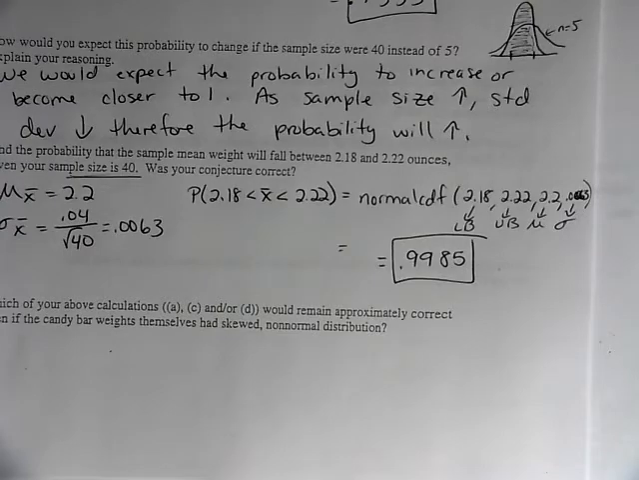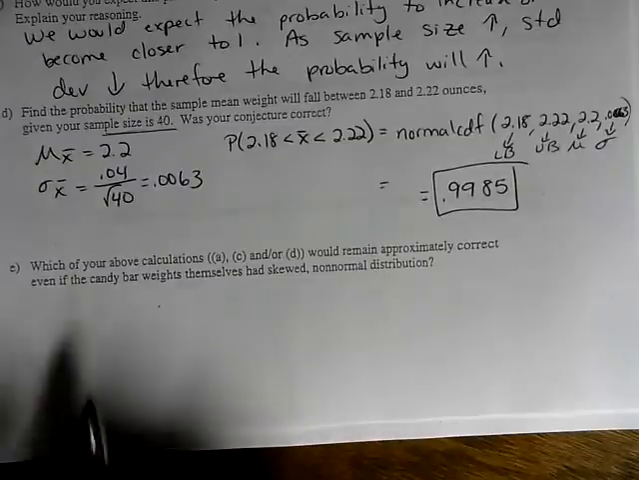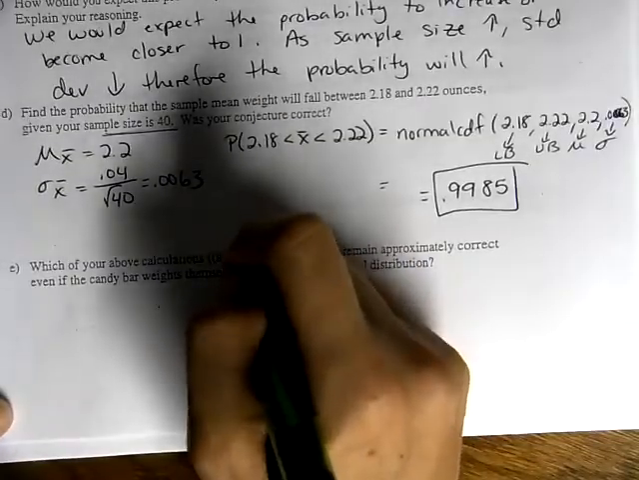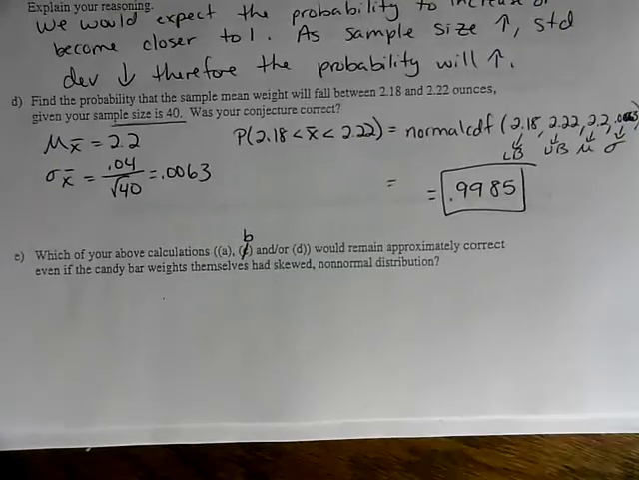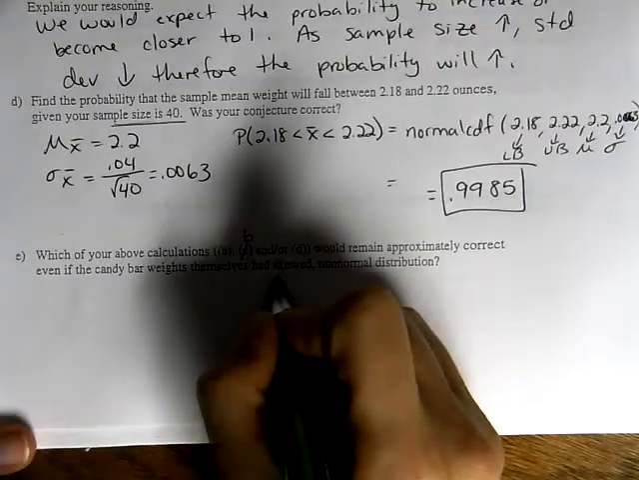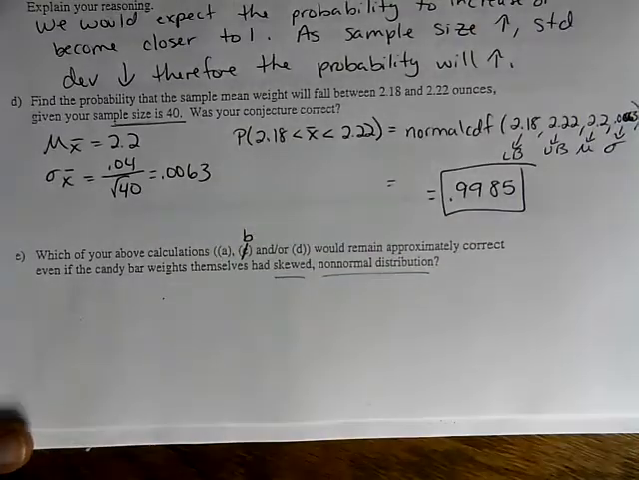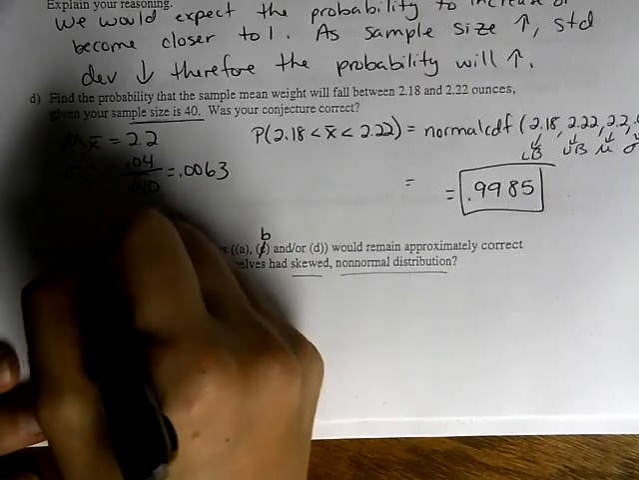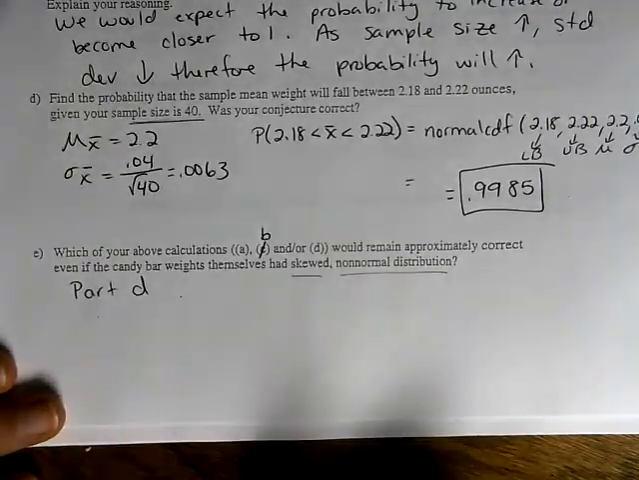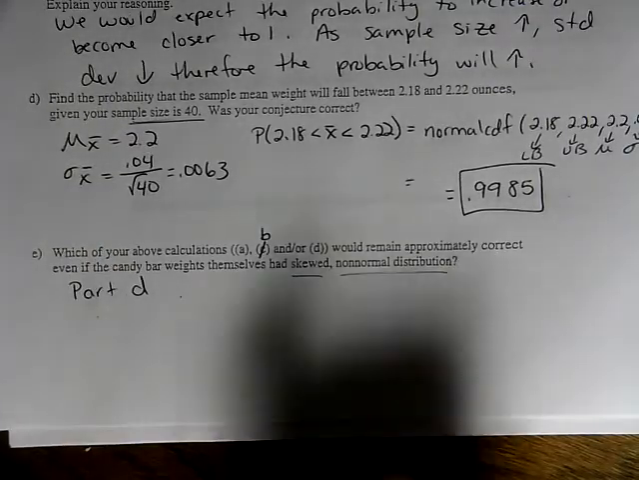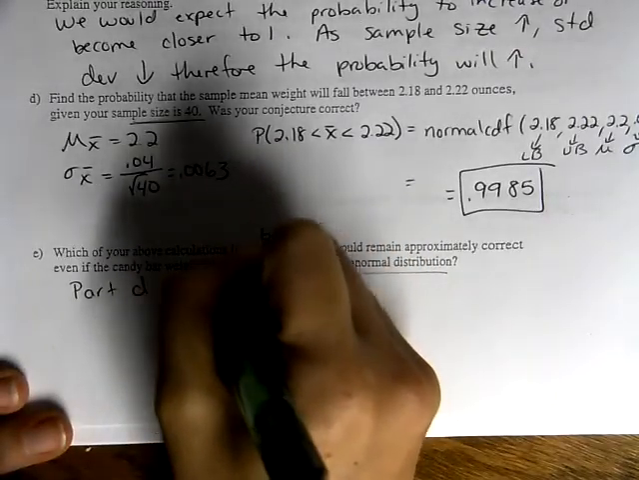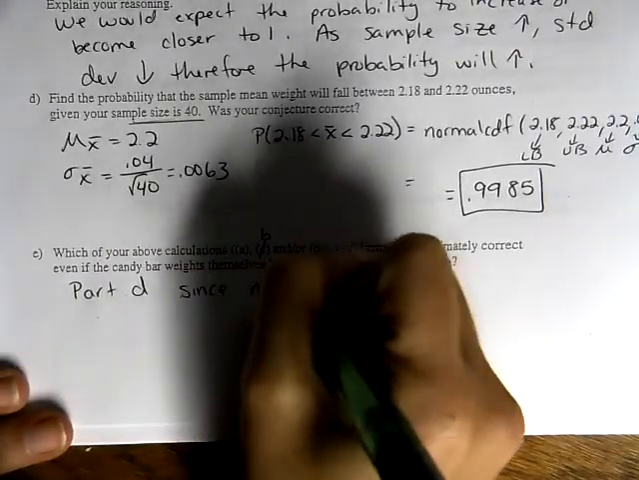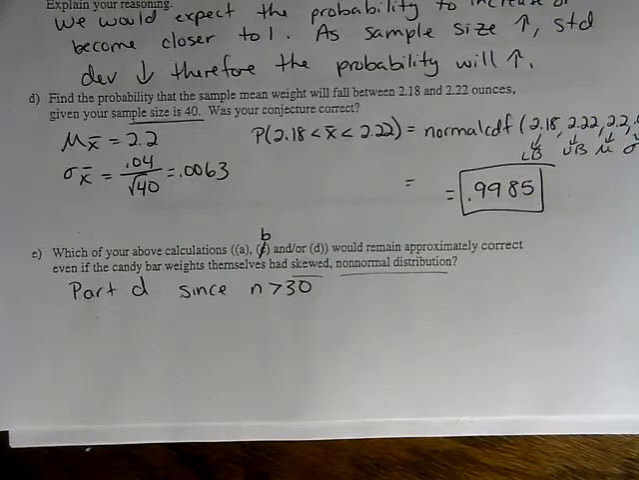99% chance with 40. So which one of your calculations above, this should say A, B, or D, would remain approximately correct even if the candy bar weights themselves had a skewed or non-normal distribution? So remember, that's the central limit theorem. So really the only one that works is part D, because we talked about yesterday the central limit theorem, you want n to be greater than 30. That means it's sufficiently large.